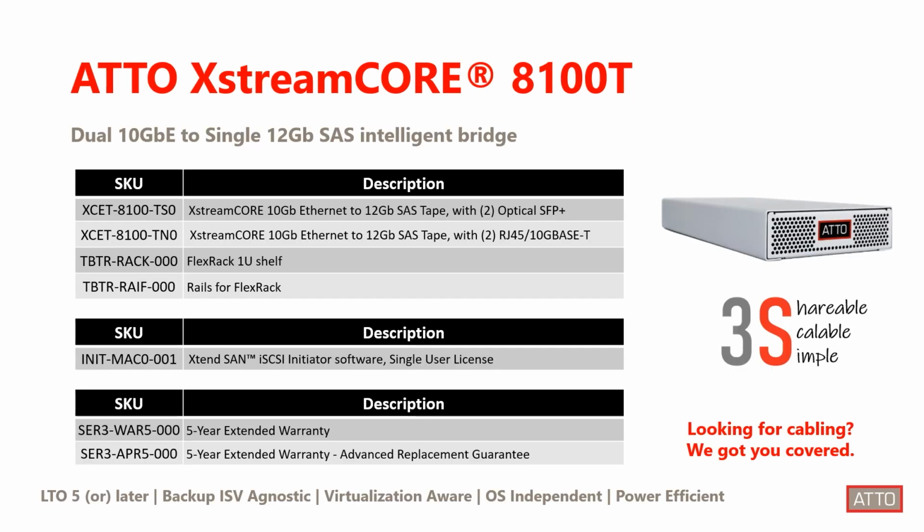The 8100T is now available through ATTO's authorized distribution partners and reseller network worldwide. We offer 2 different SKUs, one suited for optical fiber-based infrastructure and the other for RJ45 copper-based, ensuring compatibility with your existing network.